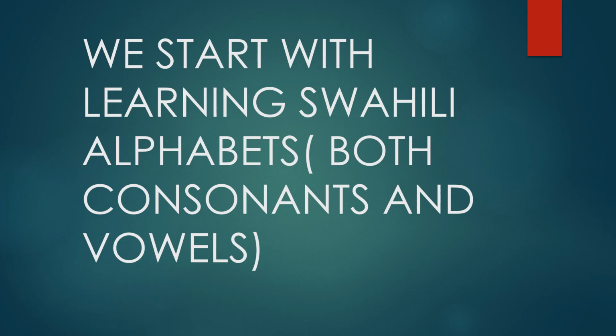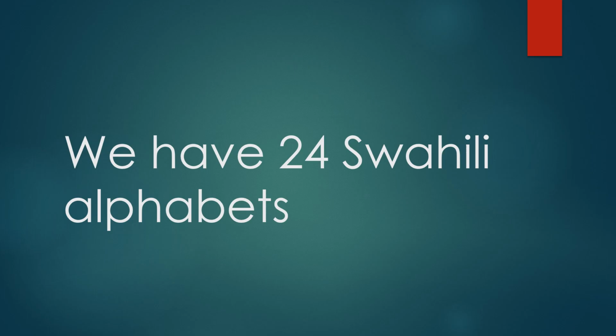So today we start with learning about Swahili alphabets. For alphabets we have both consonants and vowels. This is what makes our sounds in Swahili. We have 24 Swahili alphabets. Normally in English we have 26 alphabets, but for Swahili we are going to exclude letter X and Q. They are not there in our Swahili alphabets.